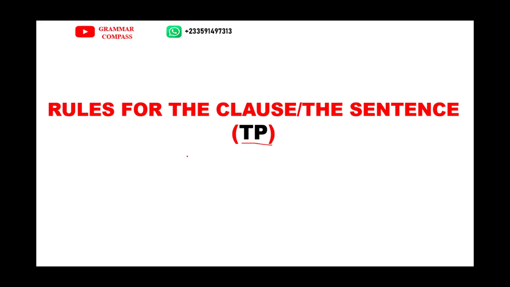Hi, welcome back. In this lesson, we are going to talk about phrase structure rules for the clause or the sentence. Let's get straight into it. In traditional grammar analysis, the clause or the sentence consists of a subject and a verb. Therefore, in traditional grammar, whenever we have a group of words that contains a subject and a verb, then we can say that we have a sentence.